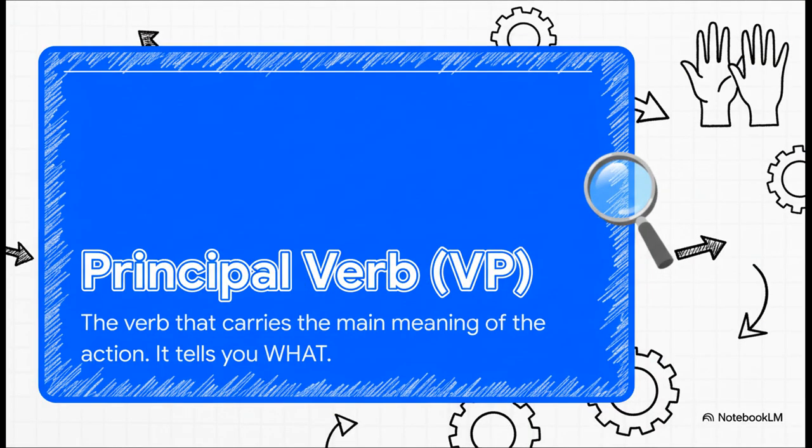Now, the principal verb, this one gives the sentence its soul. It tells you what's actually going on. Sure, it might change its form a little, like adding ing or ed, but its main job is to provide the core action, and its form is always dictated by that auxiliary verb that comes right before it.